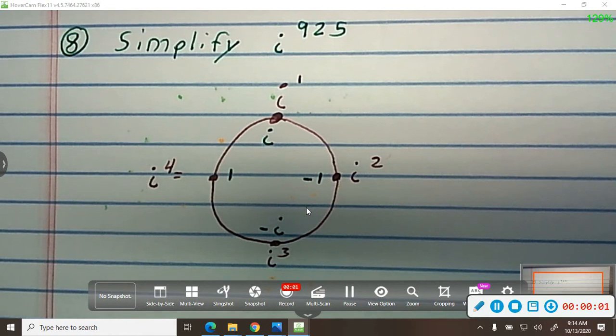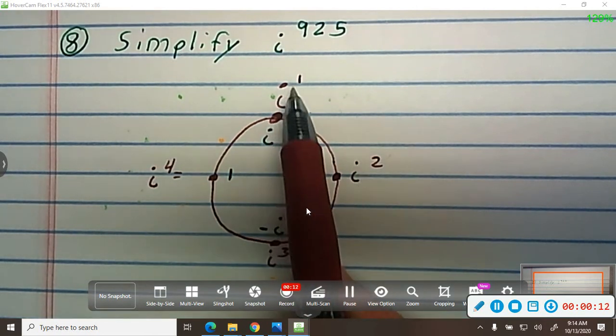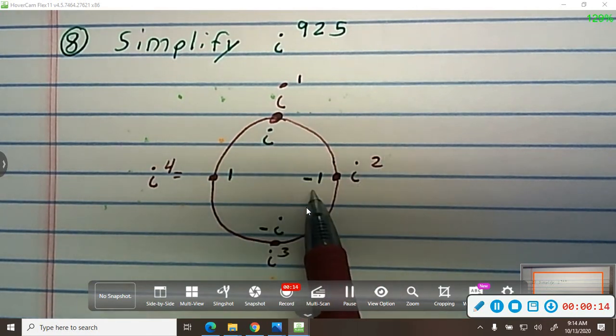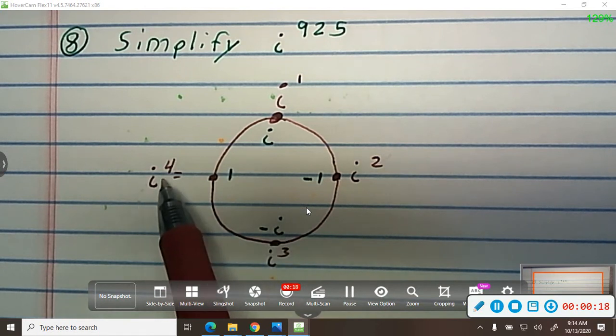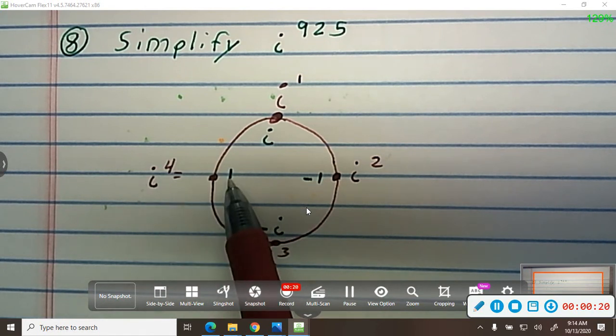Alright, so we are being asked to find i to the 925th power. And so I made this little circle. i to the first is i, i to the second is -1, i to the third is -i, i to the fourth is 1, and then it starts repeating itself.